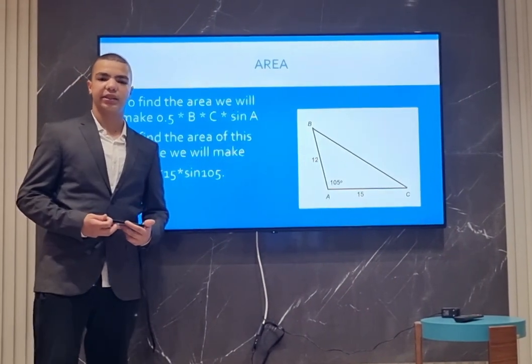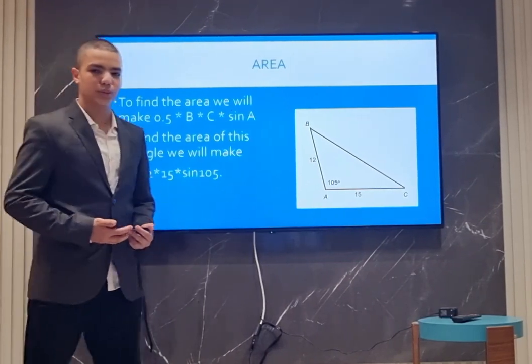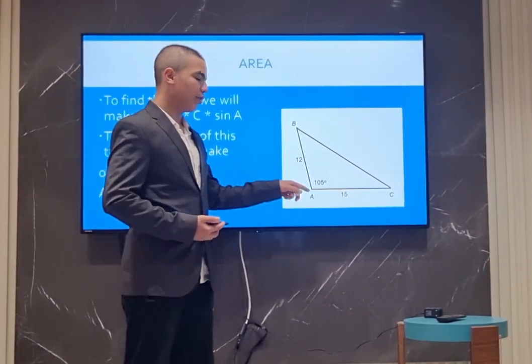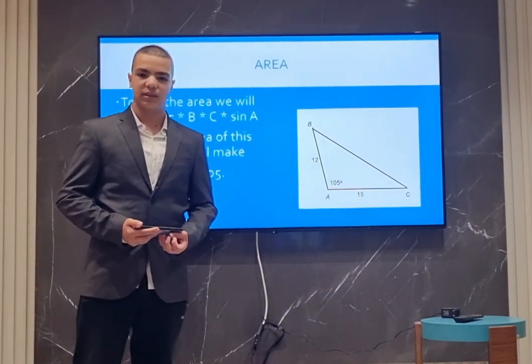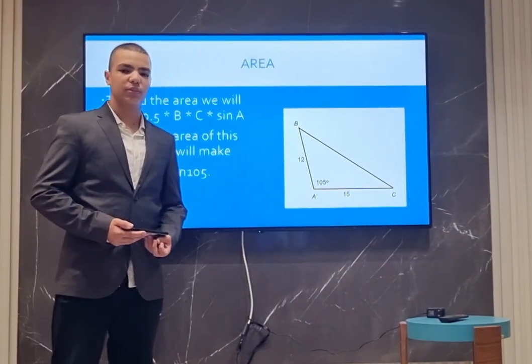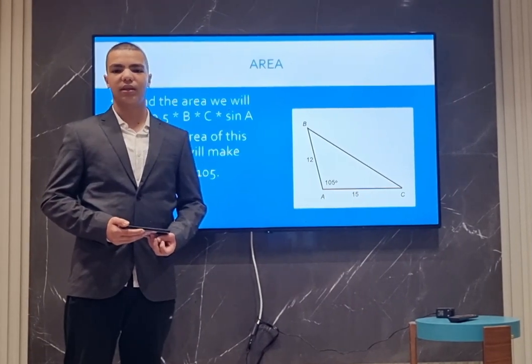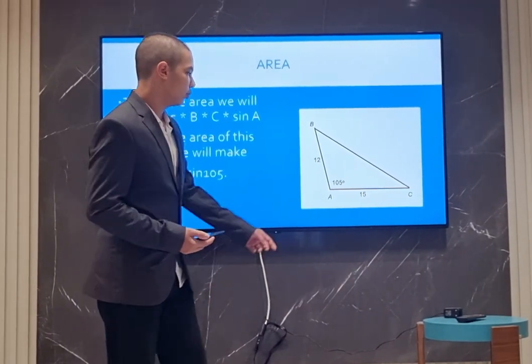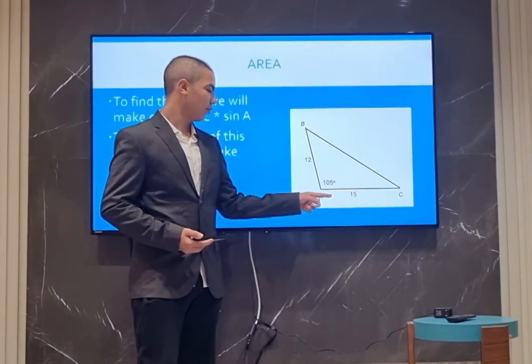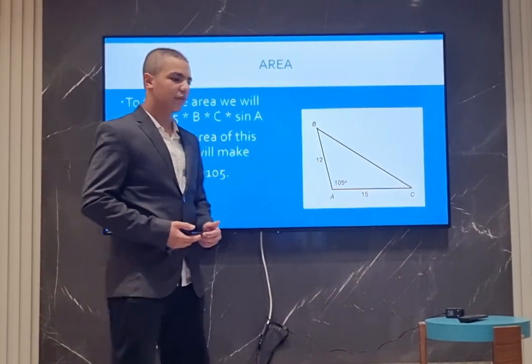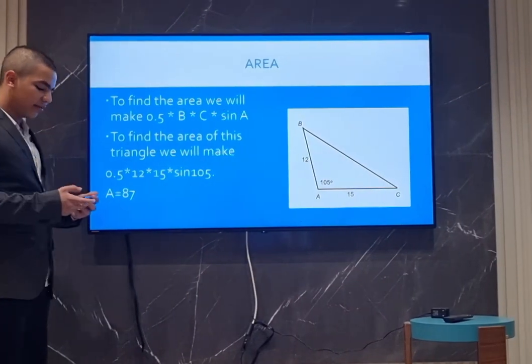Then we have area. To find the area, you should be given two sides and between them an angle. The rule for the area is half multiply b multiply c multiply sine A. So here we will make half multiply 12 multiply 15 multiply sine 105, and the area will be 87.